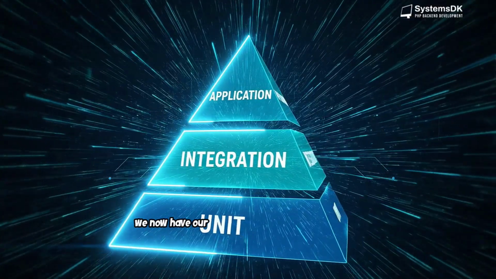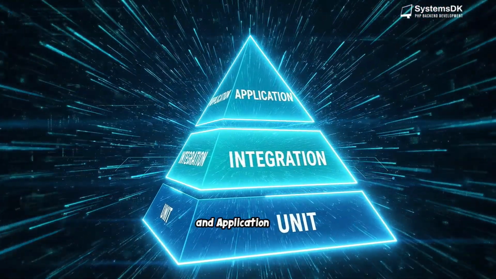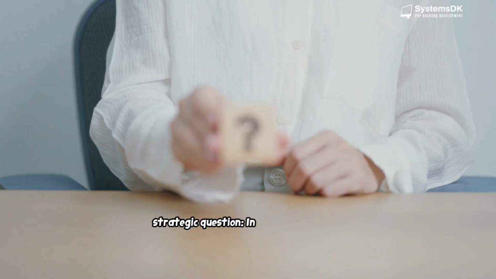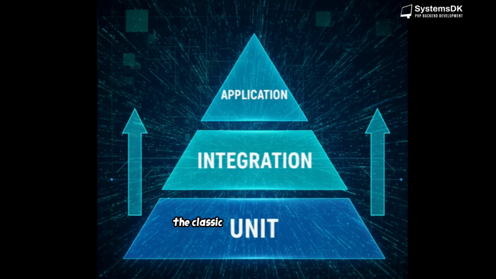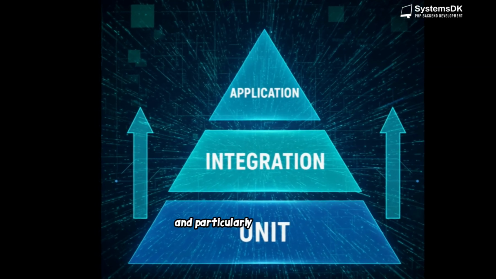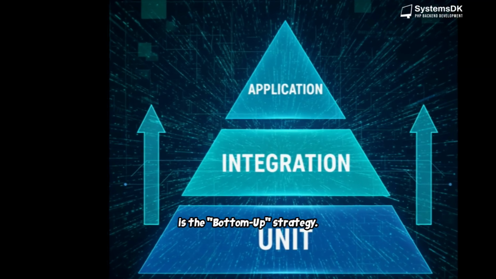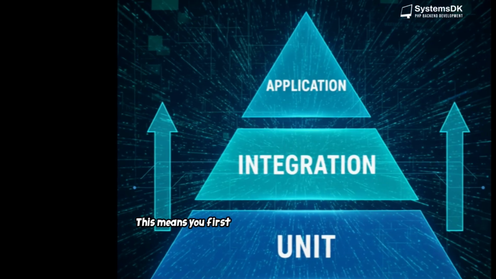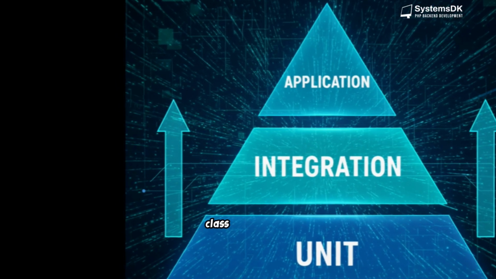So, we now have our 3 standardized types: unit, integration, and application tests, and this brings us to the most important strategic question: in what order should we write them for maximum effectiveness? Now, the classic approach to testing, and particularly to test-driven development, TDD, is the bottom-up strategy. You start at the very foundation of the testing pyramid. This means you first focus on writing numerous isolated unit tests for every single class and method.